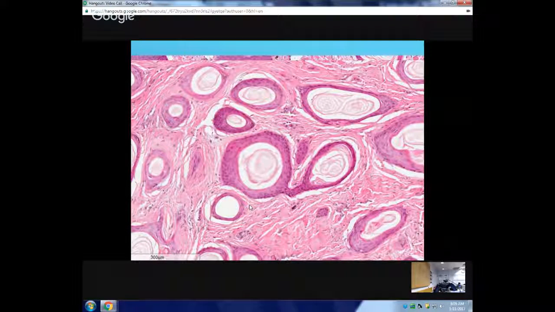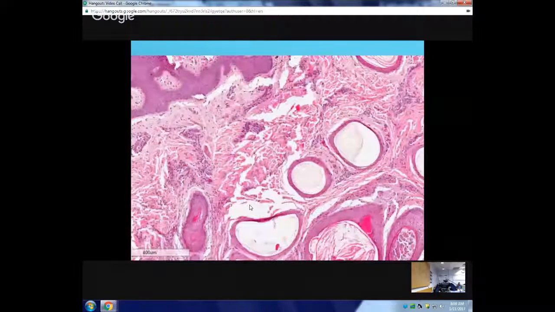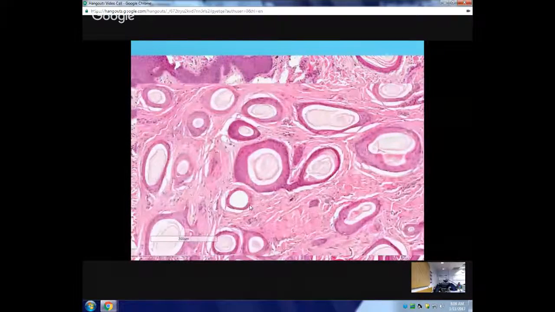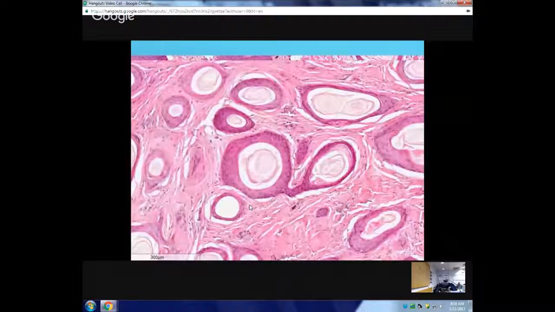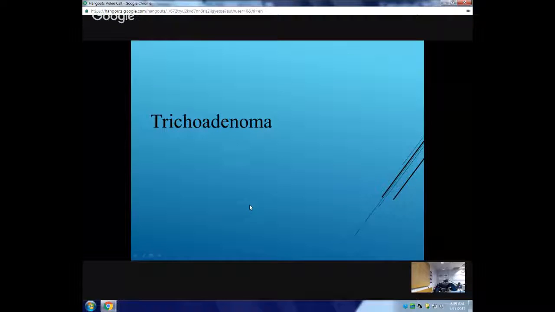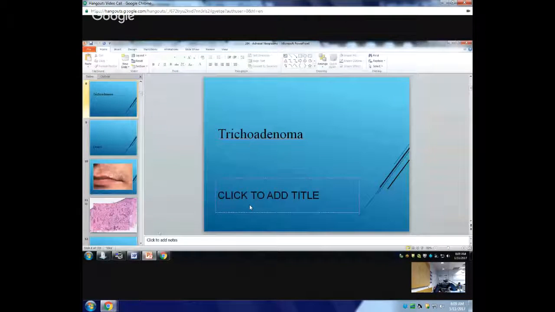What is your diagnosis? Trichoadenoma or something? Yeah, trichoadenoma. Very good. So this is a trichoadenoma. So why is it called trichoadenoma? What is an adenoma? Adenoma is a collection of glandular structures, and tricho means hair. So it is a collection of glandular structures that are coming from the hair follicle. And these are all keratin debris, and a very important feature to always look for is, does the lining match the epidermis? So that is a trichoadenoma. Let's pull up a slide now.